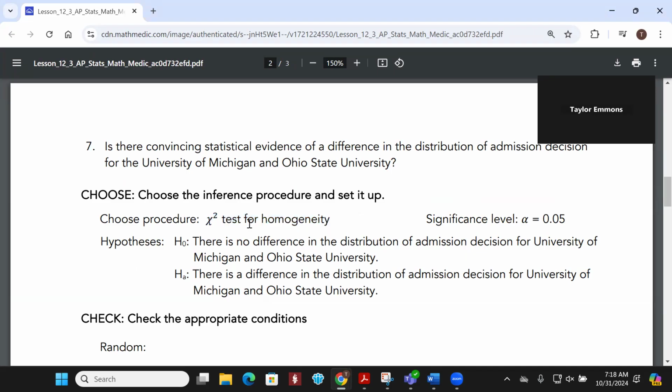So chi-squared test. This is different, we're starting to get more types of tests. So we have Z tests, we have chi-squared tests. Chi-squared is the little x. All right. So the significance level is going to be 0.05. The hypothesis, the null is going to be that there's no difference in the distribution because that's what we're trying to find, right? Alternative is that there is a difference in the distribution.